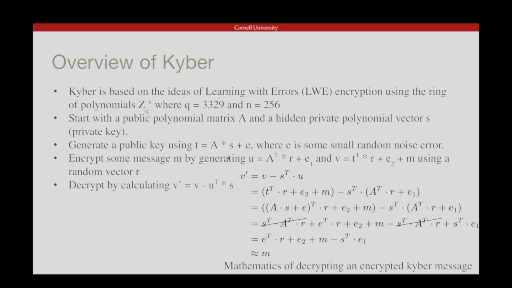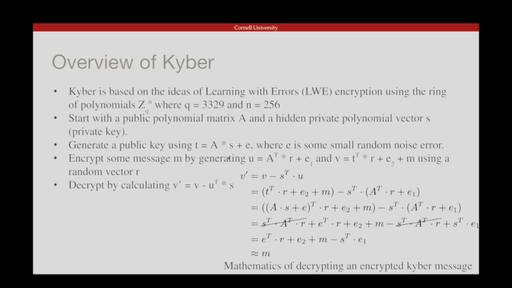Kyber uses the ring of polynomials of degree n with integer coefficients modulo some prime q. By default, Kyber uses q equals 3329 and n being 256, although these values are tunable parameters. In order to generate a key pair, we use a 3x3 public matrix of polynomial elements A, given some random polynomial vector S as a private key.